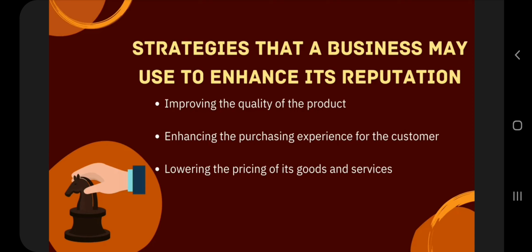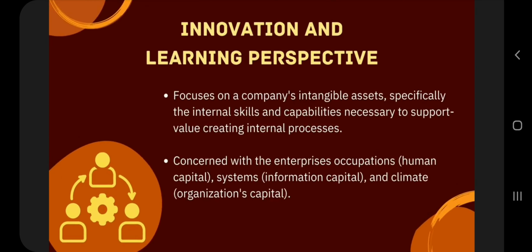The innovation and learning perspective is the core of any strategy and focuses on a company's intangible assets, specifically the internal skills and capabilities necessary to support value-creating internal processes. The innovation and learning perspective is concerned with the enterprise's occupations, or human capital, systems or the information capital, and climate or the organization capital.